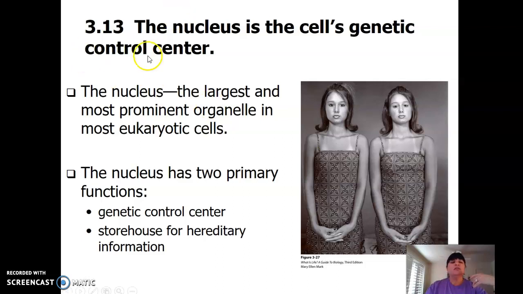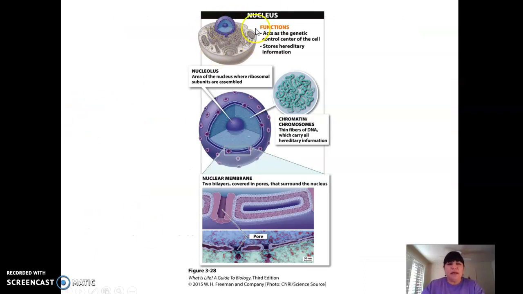Interesting. Okay, so the nucleus, the largest and most prominent organelle, is in most eukaryotic cells. Most, of course, there's always exceptions, okay, but we're not going to worry about those right now. The nucleus has two primary functions: genetic control center, storehouse for hereditary information. So think about if we're looking at a cell and comparing it to a factory. The factory has the manager's office where it has all the information, all the blueprints for making the different shoes. The nucleus is the boss of the cell. It has the DNA, which is all the information for making the cells and making the organism, okay? So here is the cell. Here's the nucleus. And inside these are the nuclear pores.